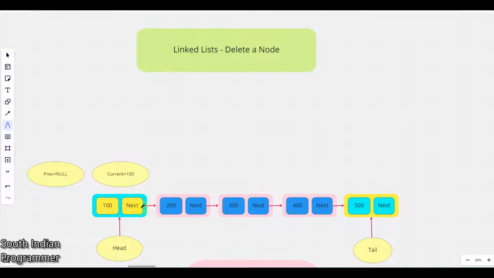Okay, there are three scenarios that happen when we are deleting a node. The first one is I can delete the node at the beginning. So deleting a node at the front may happen, deleting in the middle may happen, and deleting at the end may happen. So you have to handle all these three scenarios in one function itself. So how do we do this? We'll see in this video.